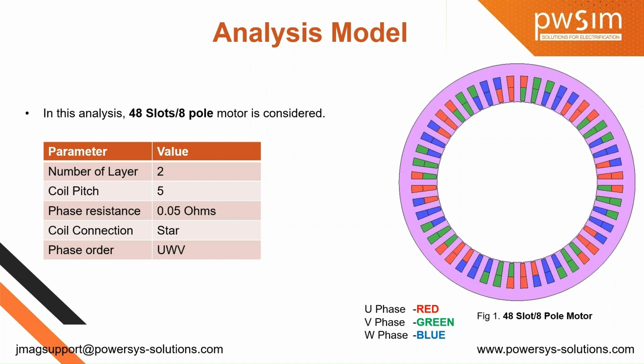So here the parameters which we are specifying are: the number of layers is 2, coil pitch is 5, phase resistance is 0.05 ohms, coil connection is star, and the phase order is UWV. As you can see on the screen, the windings are colored red, green and blue respectively for U, V and W phase.